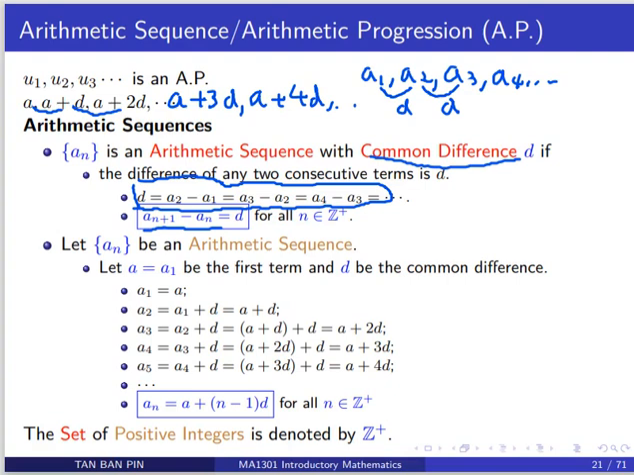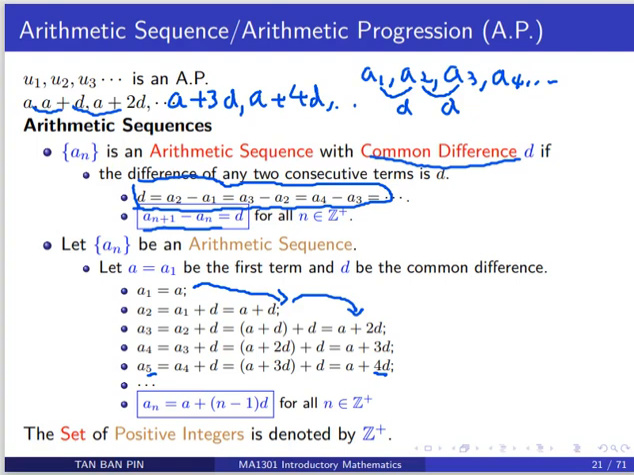Next, we want to observe a formula for a_n. If A is the first term of the AP and D is the common difference, starting from A, you add D to get the next term. So the next term is A plus D, which is a2. Then you add D again, you get A plus 2D, which is a3. And a4 will be A plus 3D, a5 will be A plus 4D.